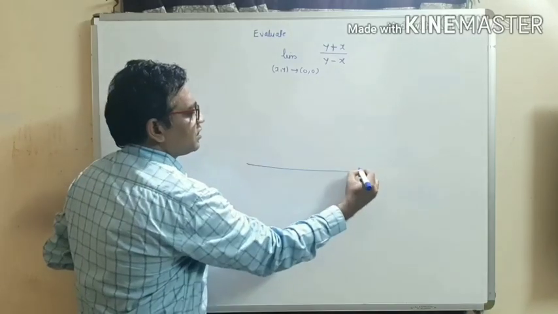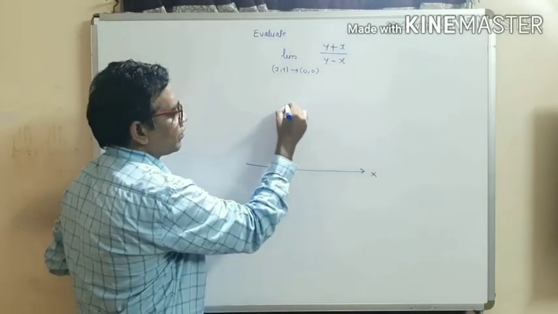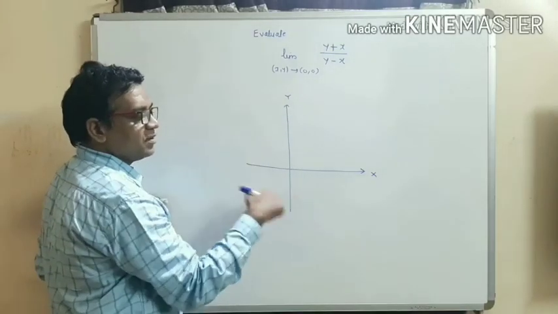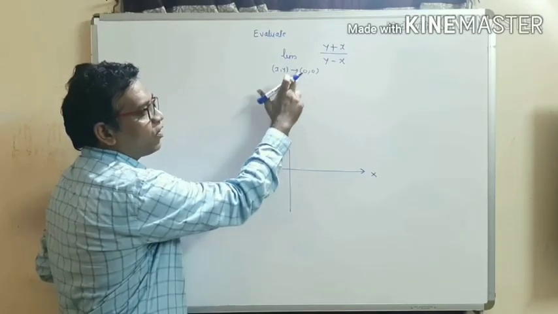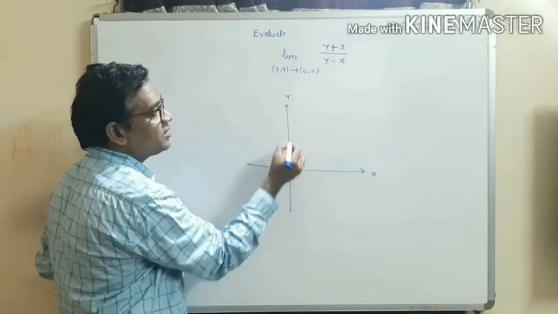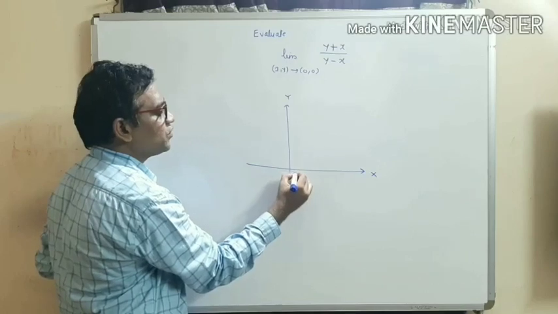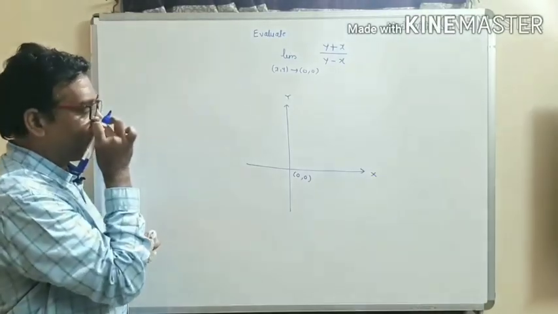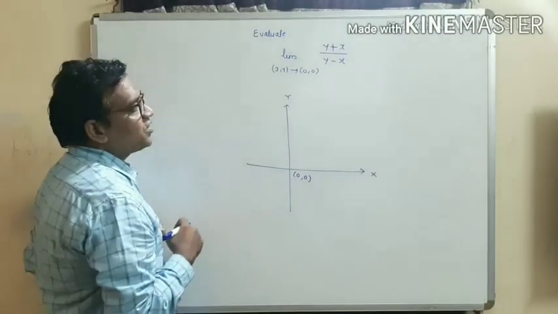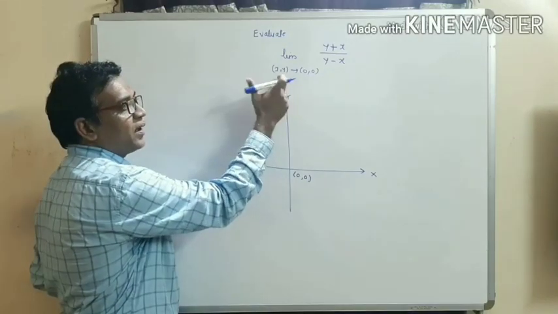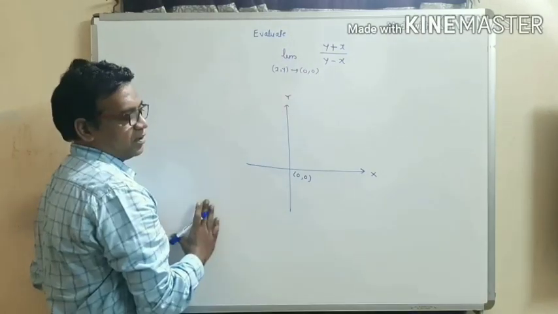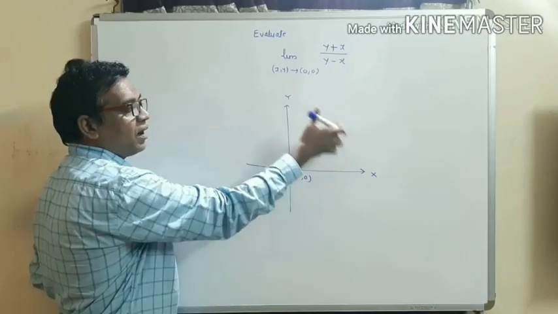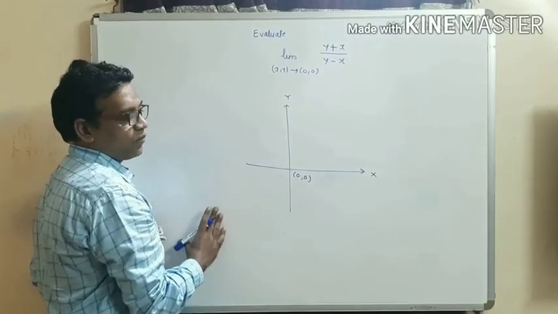Now suppose you consider this as the x-axis and this as the y-axis. Consider this xy plane. And what is (0, 0)? (0, 0) is the point of origin. So this is the position of (0, 0), the point of origin. Now what is the given condition? This point (x, y) approaches towards the origin. And what is (x, y)? It is any arbitrary point lying anywhere in this plane.